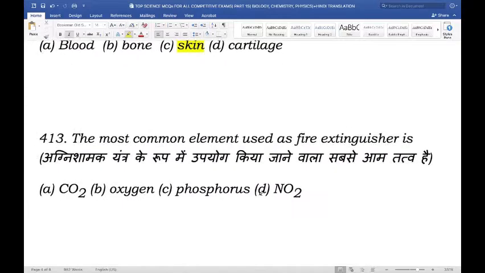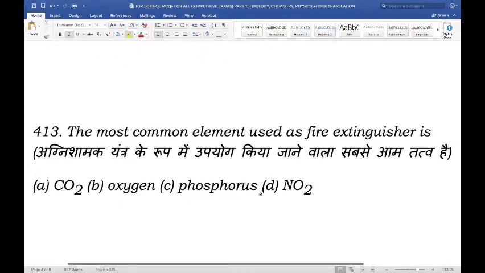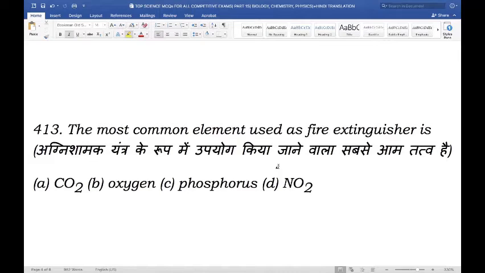Next, the most common element used as a fire extinguisher is. You might be familiar with fire extinguishers if they're placed in your house or in your building, or the instruments that the firefighters use in order to stop the spread of further fire. So the common element used in a fire extinguisher, is it carbon dioxide, oxygen, phosphorus, or nitrogen dioxide? And the right answer here is carbon dioxide.